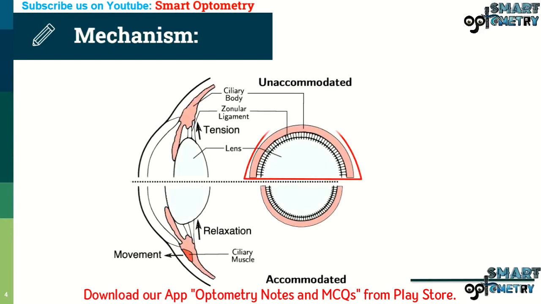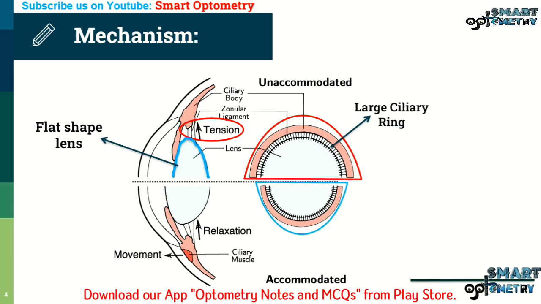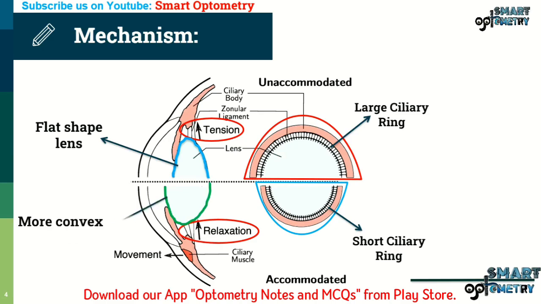Mechanism of accommodation. According to von Helmholtz theory, when the eye is at rest, the ciliary ring is large and keeps the zonule tense, due to which the lens is kept compressed or flat by the capsule. Contraction of ciliary muscles causes the ciliary ring to shorten and thus releases zonular tension on the lens capsule. This allows the elastic capsule to deform the lens substance, ultimately changing the shape of the lens. The lens then alters its shape to become more convex.